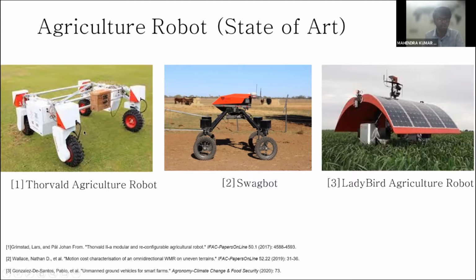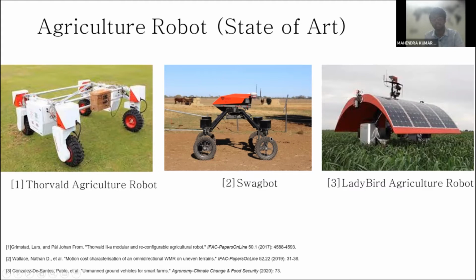One is this Thorvald agriculture robot, which has been developed by Saga Robotics, and this is a SwagBot, and this is a Ladybird, and these are from the University of Sydney. We took inspiration from them, but we also found that there are many things which need upgradation, from our current Indian scenario and for the requirements of the farm field. We found that the Thorvald agriculture robot can work for smaller crop plants, but when we go for plants which are bigger in height, you need a lot of adjustment and modification for this kind of robotic system.